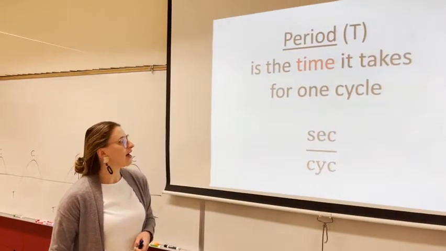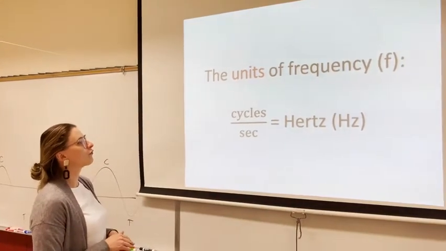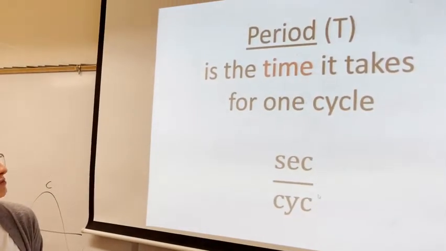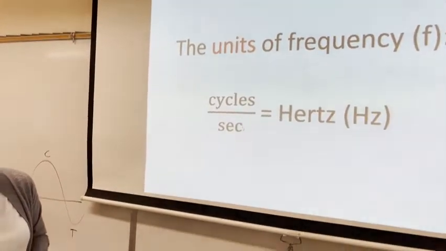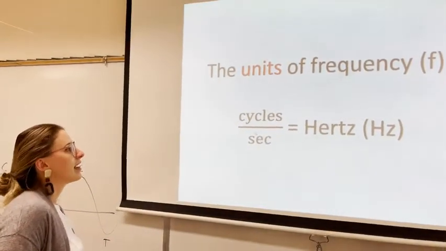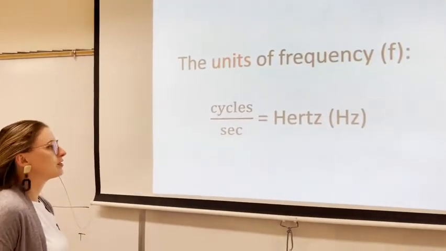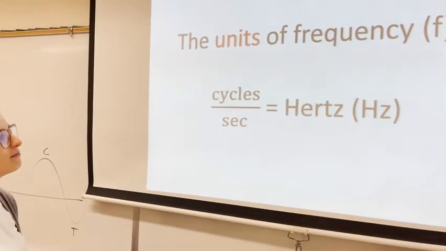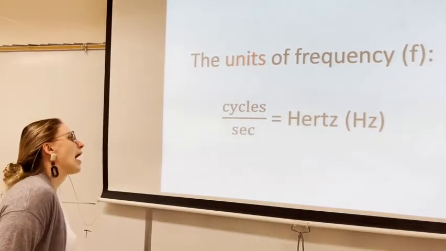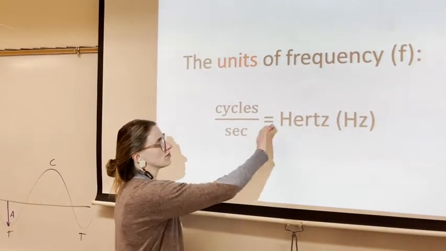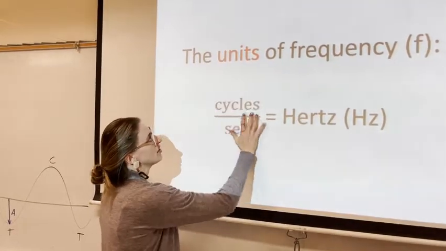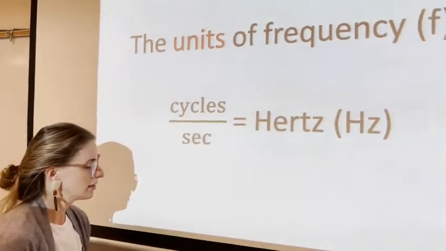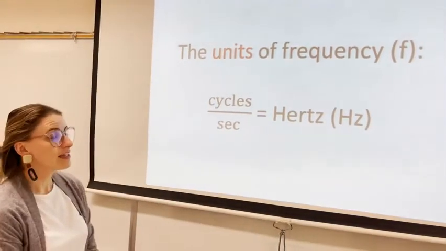Okay, and then we've got the units of frequency. So period was seconds per cycle, and frequency is cycles per second. They're opposites. And the official units for frequency is hertz, represented by Hz, named after some guy. But I rarely use hertz. I don't think I used it once in AP this year as I was teaching this. Cycles per second gives us more of a picture of what's going on. Plus in calculations, you can cancel and see what the units of the answer are.